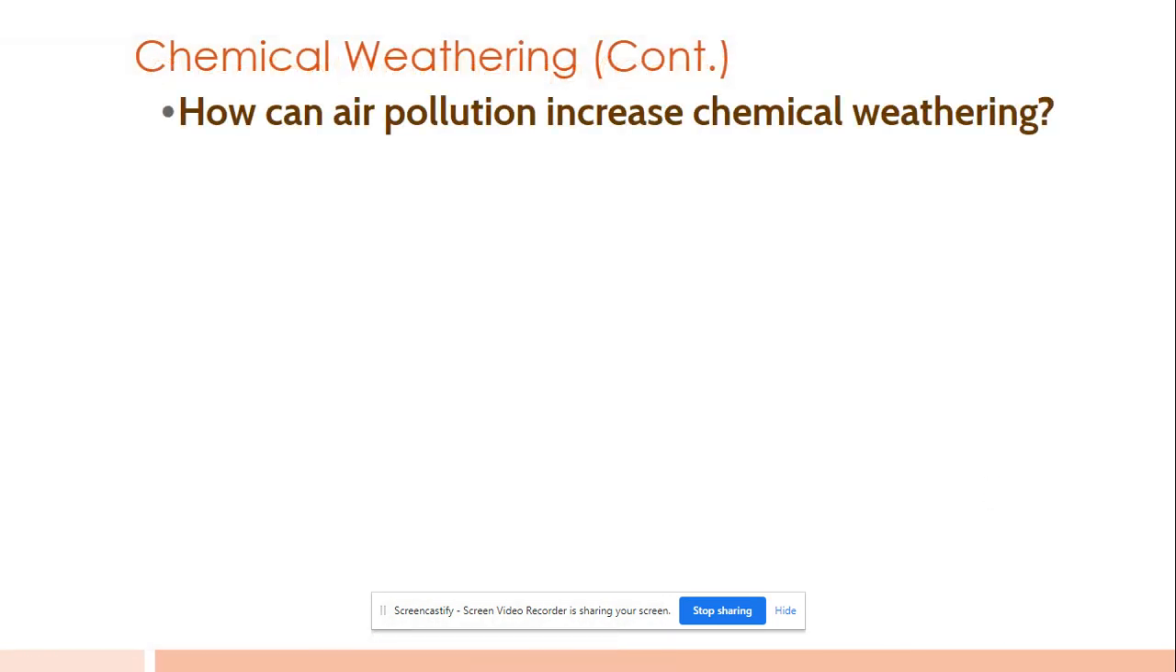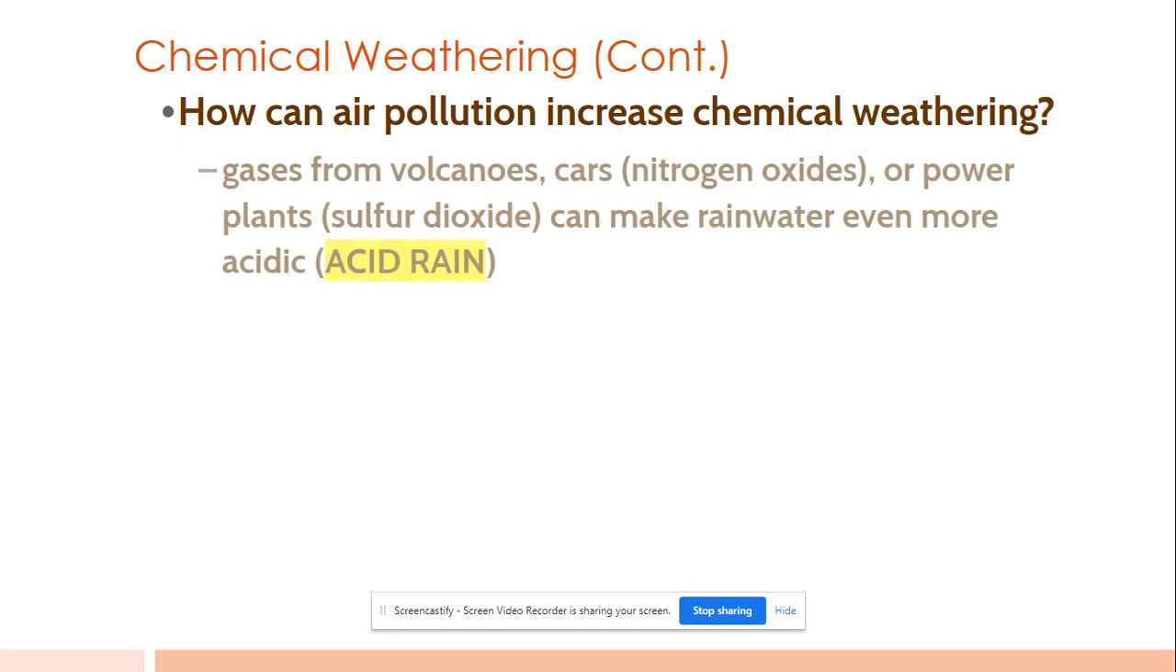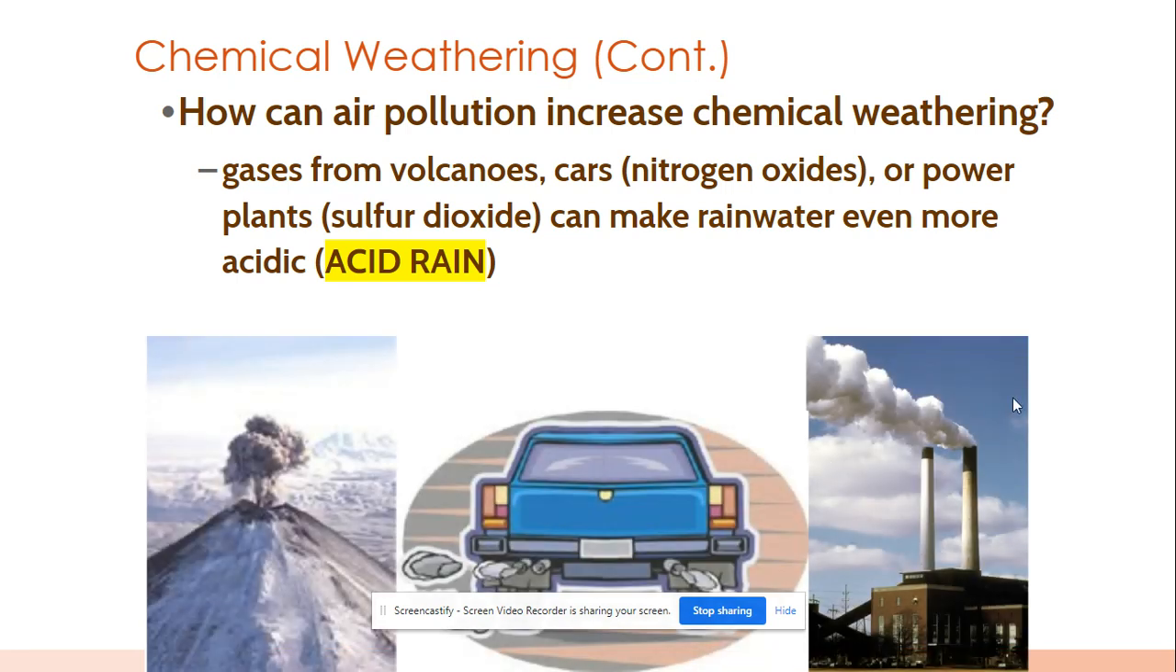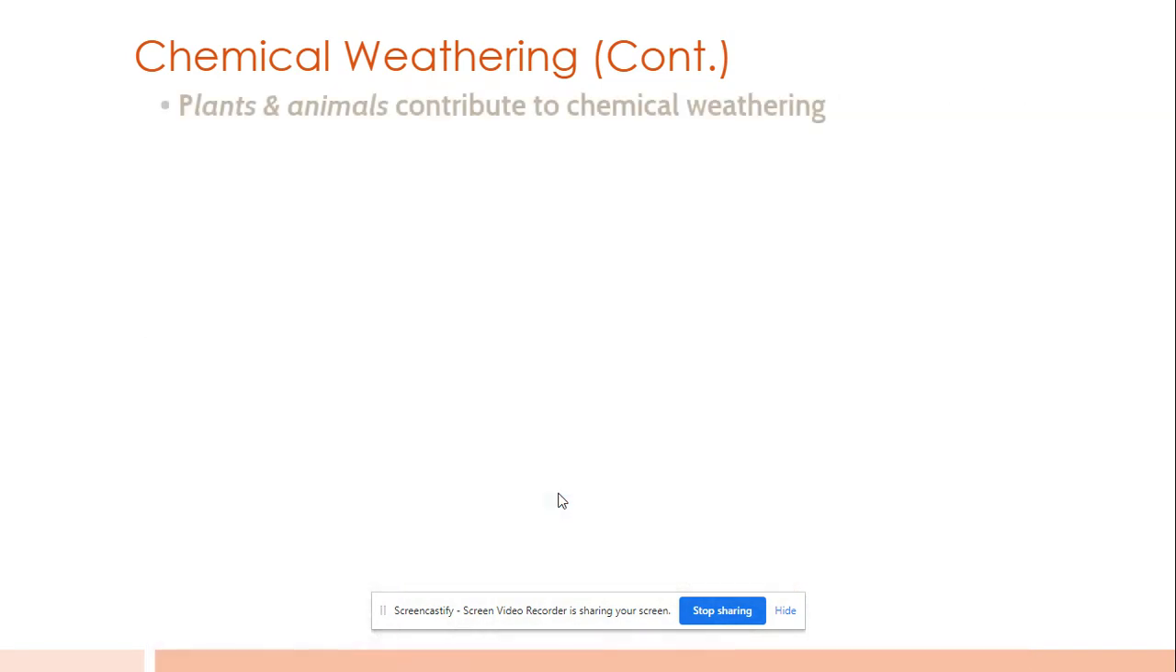All right, how can air pollution increase chemical weathering? Well, gases from volcanoes, cars, and power plants can make rainwater even more acidic. So the nitrogen oxide that comes out of the cars or the sulfur oxides out of plants will combine with that water again, forming nitrous acid or sulfuric acid. That comes down and can dissolve minerals in the rocks, causing chemical weathering.